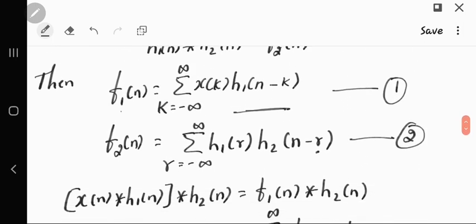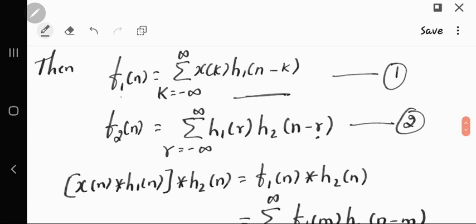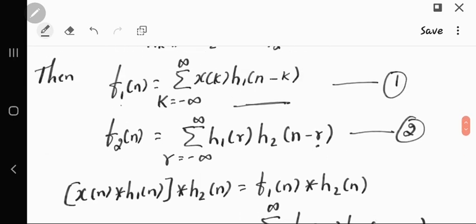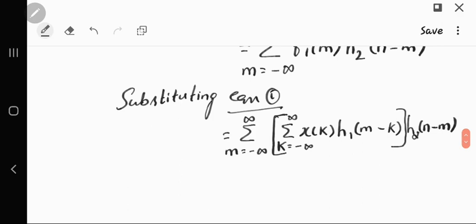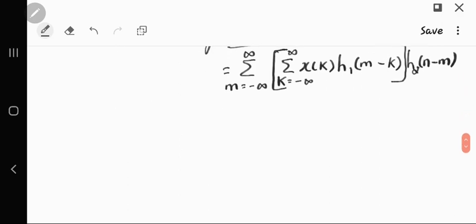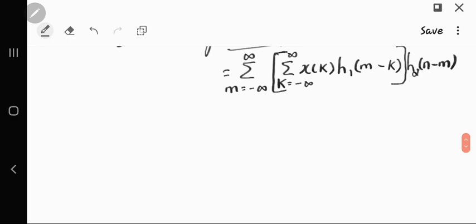X of k, h1 of n minus k have been substituted. Since here f1 of m is there, I have replaced this n with m here. So that is that. Now I will just make changes for this m minus k here. I will substitute r is equal to m minus k.